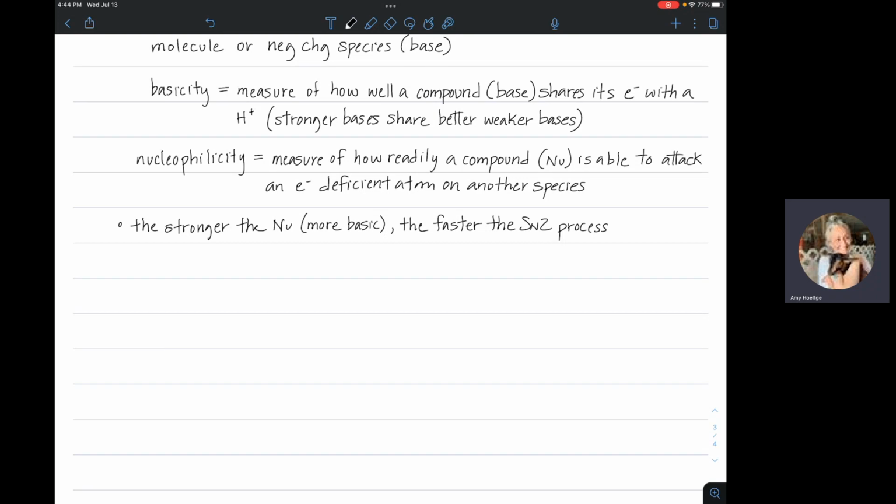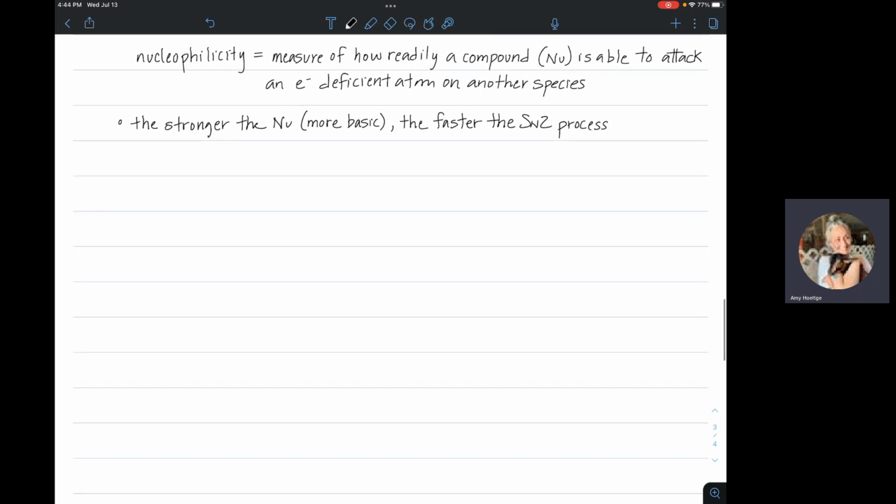So if you have a tertiary alkyl halide, it doesn't matter if you're dealing with a super awesome base, it's not going to undergo an SN2 process. There's another process that it will undergo, but it won't be an SN2. You want a nucleophilic substitution reaction that is bimolecular. You want a teeny tiny little super strong nucleophile. That's what you're hoping for.